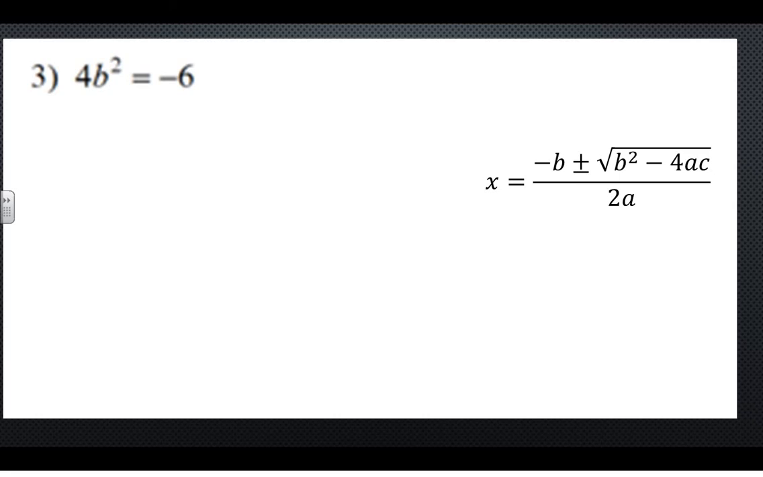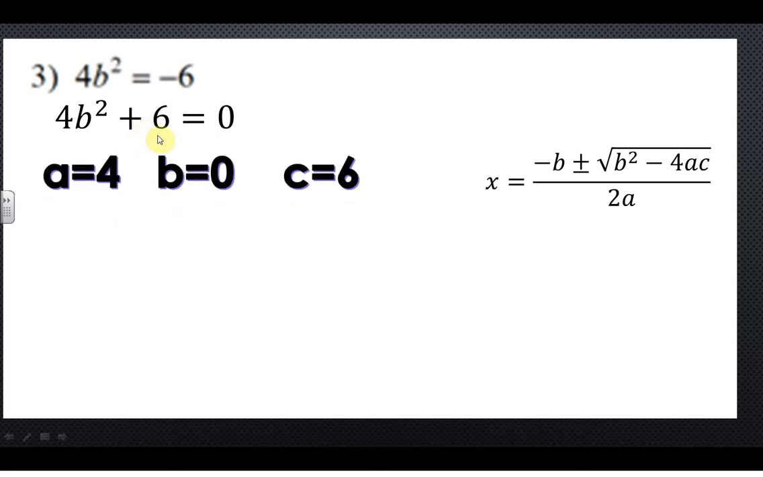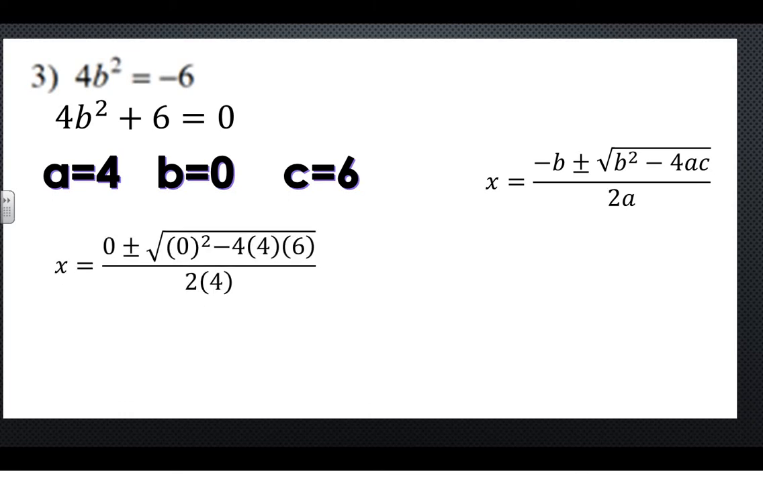Now, when you put it in standard form, notice that the linear term, also known as the one that has the X on it, whatever variable, is not there. That does not mean that 6 then jumps over and becomes the B. 6 is C, 4 is A. B isn't there, so it's 0. So then you just plug it into your quadratic formula.